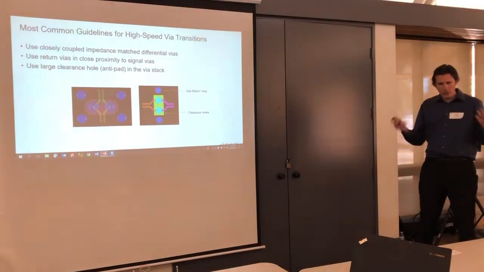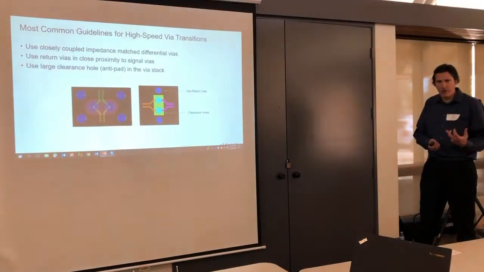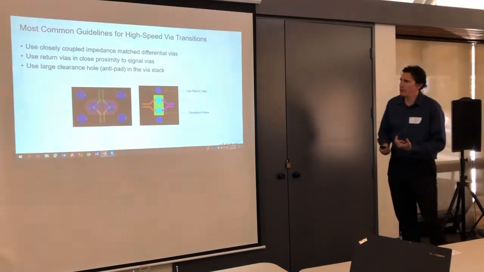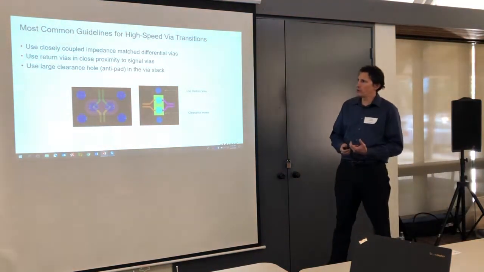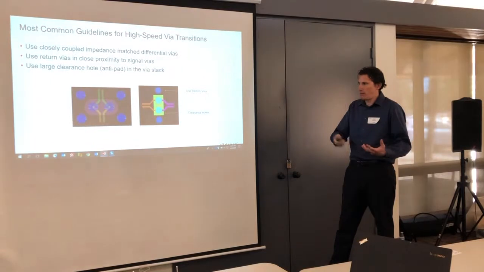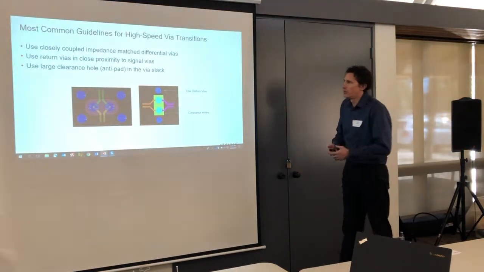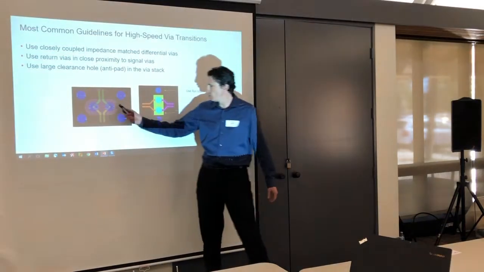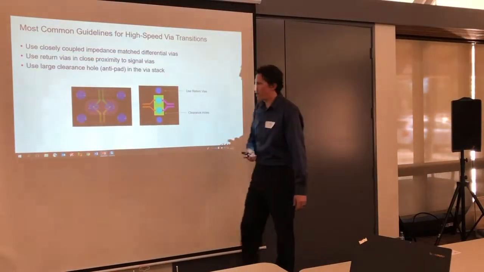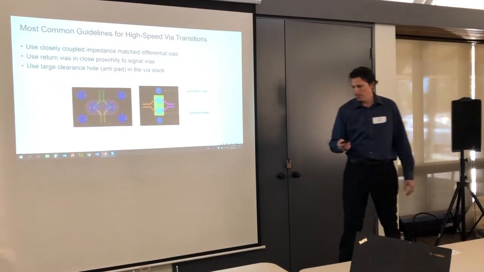And so the general guide, right, there's no one hard and fast rule of how you want to put these return path vias in, but you want to use closely impedance matched vias. Match your vias, same as the signal vias. Put them in as close proximity to the signal vias, and also use a large clearance hole to clear them from anything else around there that you don't want it to couple to.